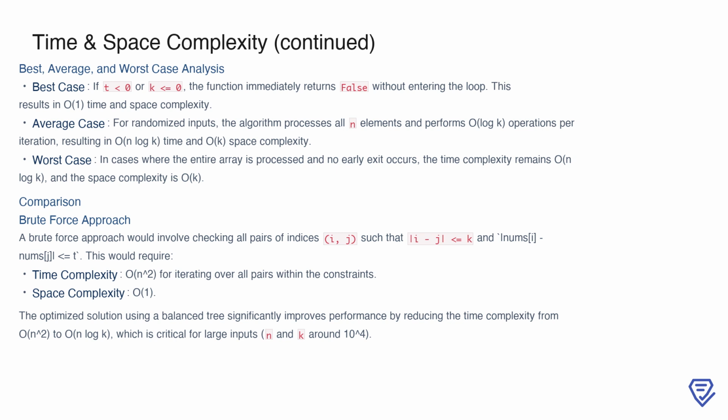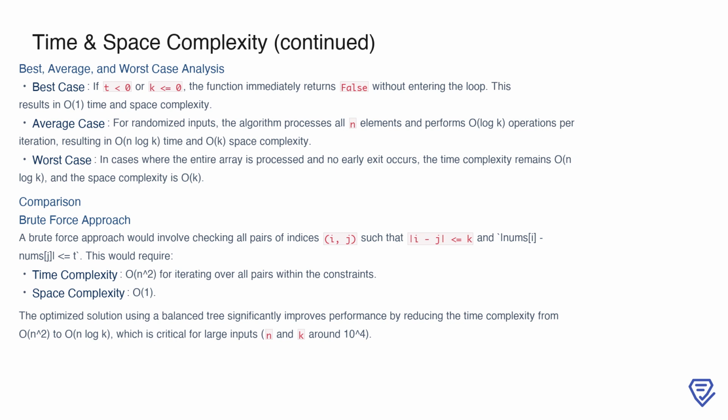Let's break the algorithm's performance into best, average, and worst-case scenarios. In the best case, if the input has invalid parameters such as t less than 0 or k equals 0, the function exits immediately without entering the loop. This results in a time and space complexity of just O(1). For the average case, when the input is randomized, the algorithm processes all n elements and performs O(log k) operations per iteration, leading to O(n log k) time complexity and O(k) space complexity. In the worst case, where the entire array must be processed and no early exit is possible, the time complexity remains O(n log k), and the space complexity is still O(k).